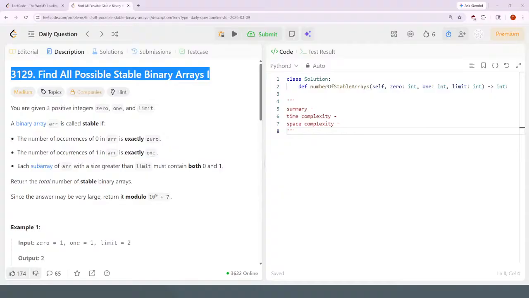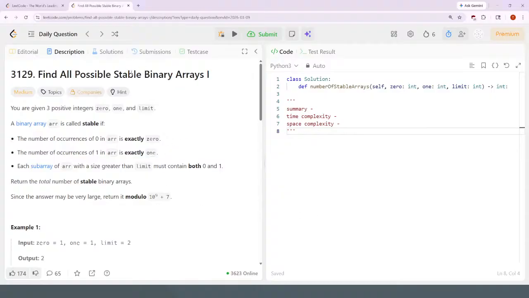Okay, let's see if we can do it quickly here. Medium today, find all possible stable binary arrays, part 1. You're given 3 positive integers, zero, one, and limit. Zero is the name of the variable.